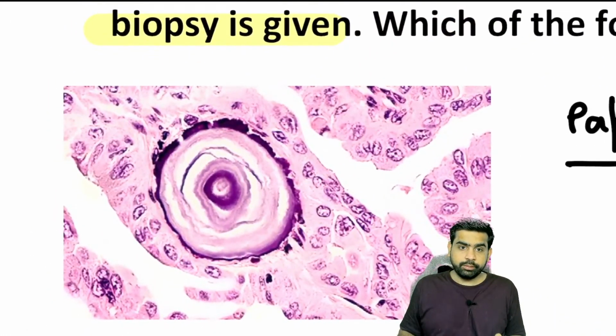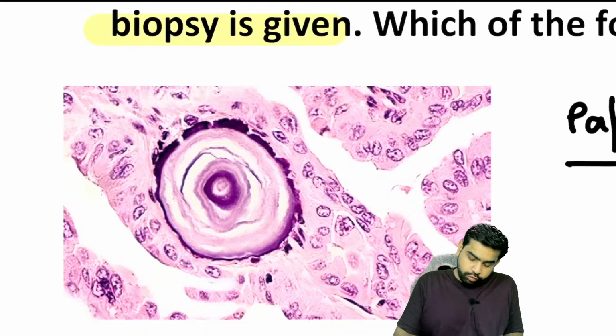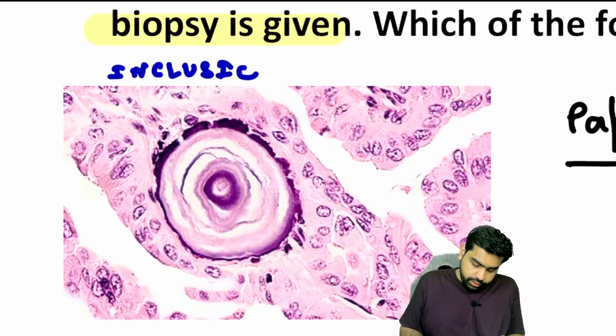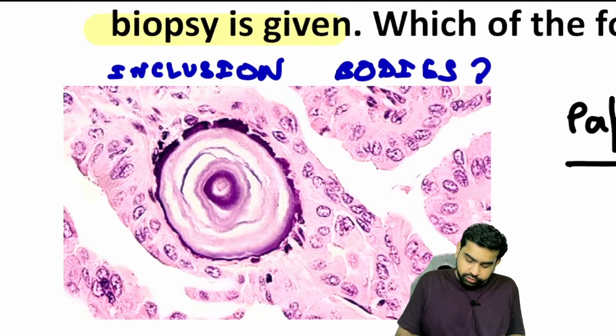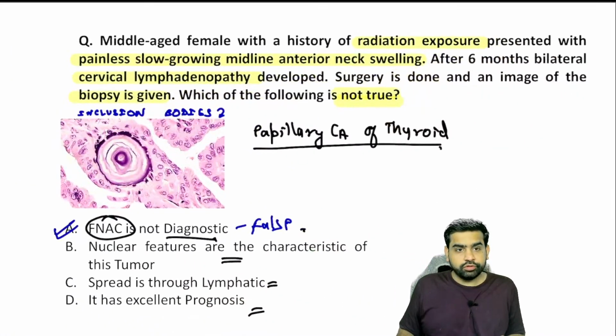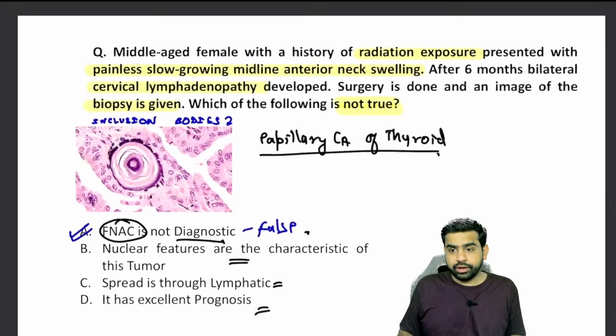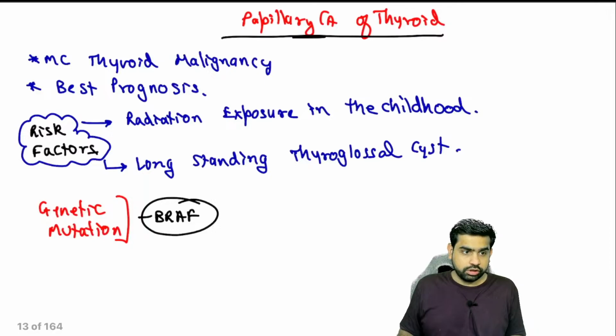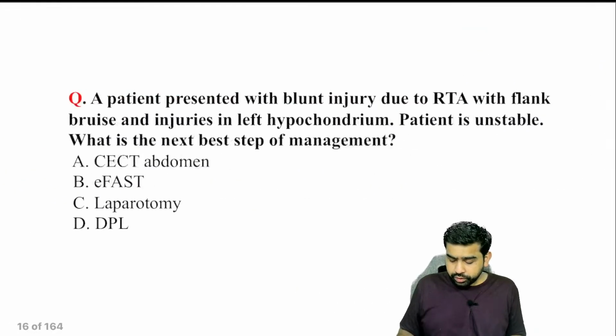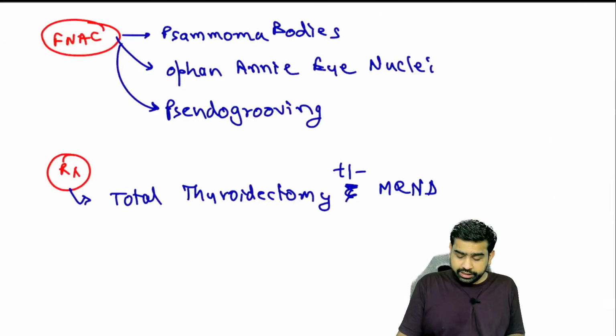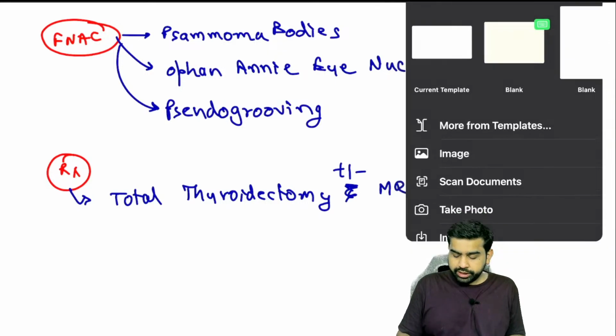So this is an image of a Psammoma body. So these are the inclusion bodies. What are these? These are the inclusion bodies which basically occur in patients with papillary carcinoma of thyroid. Okay, so what is this? This is inclusion bodies which occur in patients with papillary carcinoma of thyroid. Okay, I hope you are able to understand this particular point.